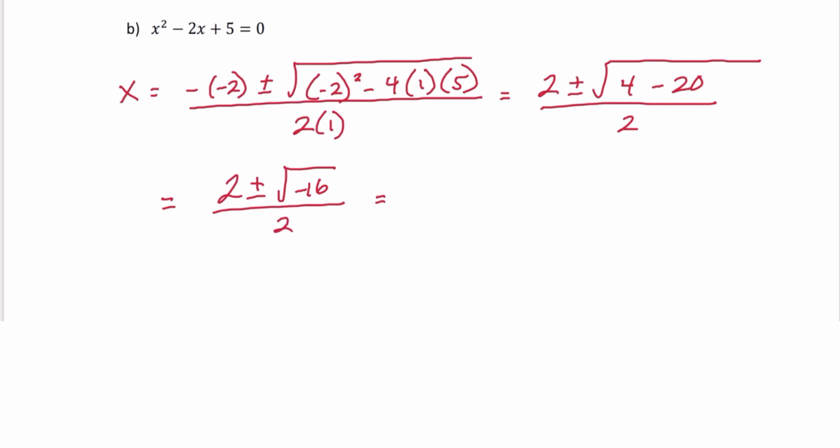We can think of this as 2 plus or minus 4i. The square root of 16 is 4, and then the square root of negative 1 we pull out as i. All of that is over 2. Continue to simplify. We get 2 divided by 2 is 1, plus or minus 4 divided by 2 is 2, and then i.